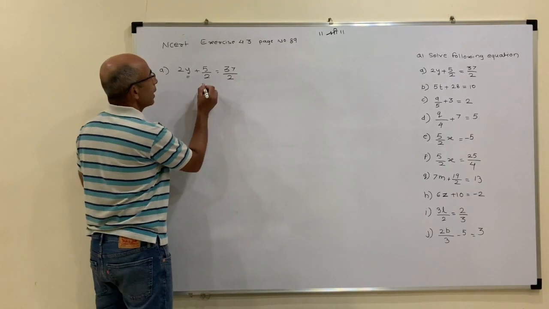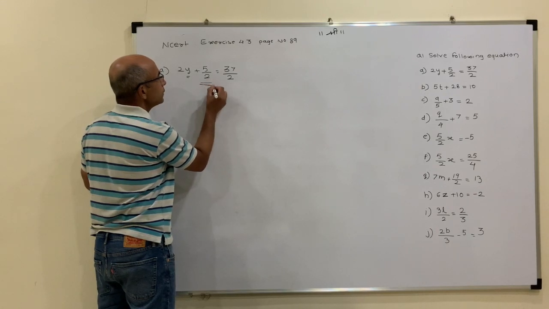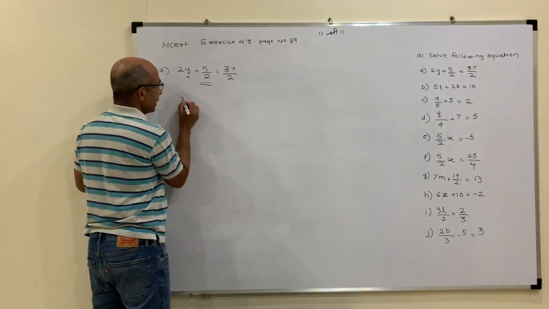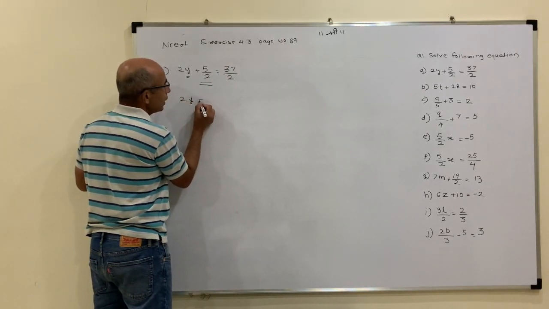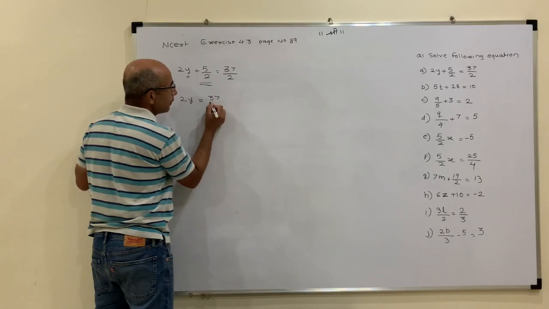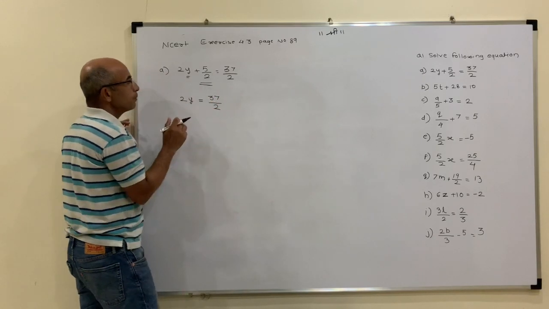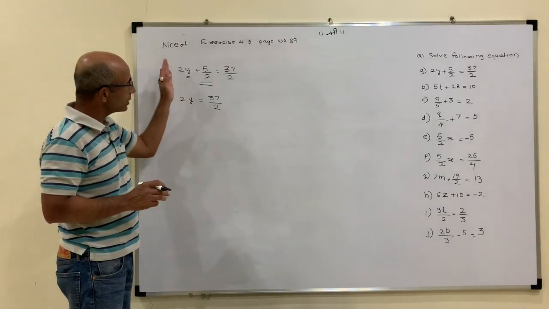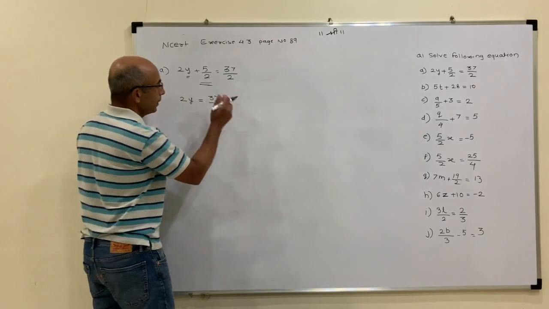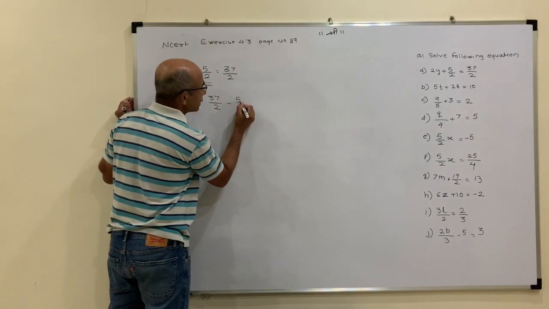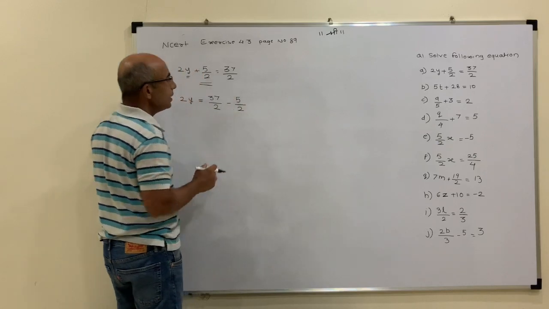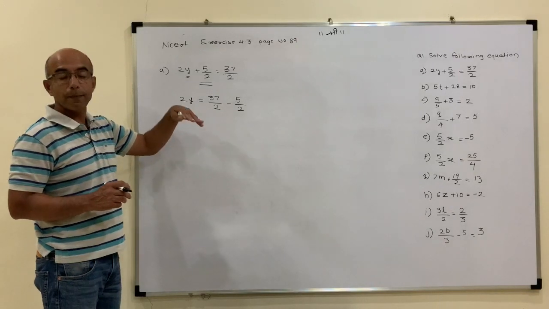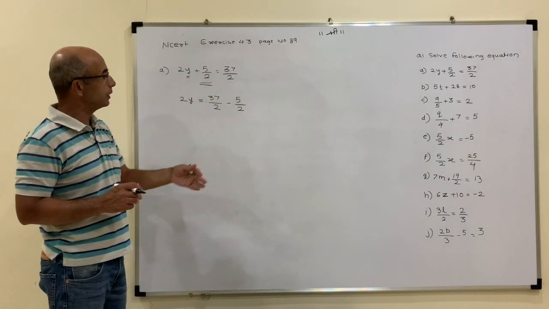So first I am going to transpose this plus 5 by 2 from the left hand side to the right hand side. So my next step will be 2y equals 37 divided by 2. Now I am transposing 5 by 2, which is a plus on the left hand side, so it will be a minus on the right hand side. So it will be minus 5 by 2. To understand the transpose, you can rewind and see the previous video.